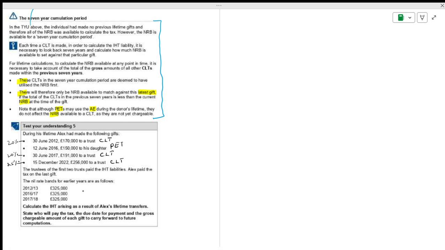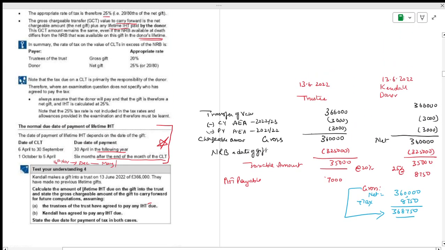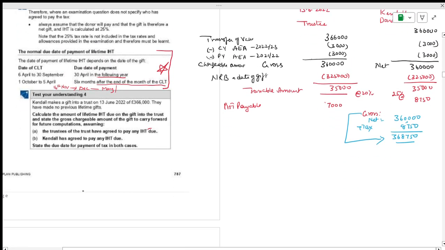Calculate the IHT arising as a result of the lifetime gifts. State who will pay the tax. See, in the previous case we did not write the tax due date. You should write it, my dear. Make it a habit. Tax due date: when do you have to pay? 30th of April 2023. Is it okay?